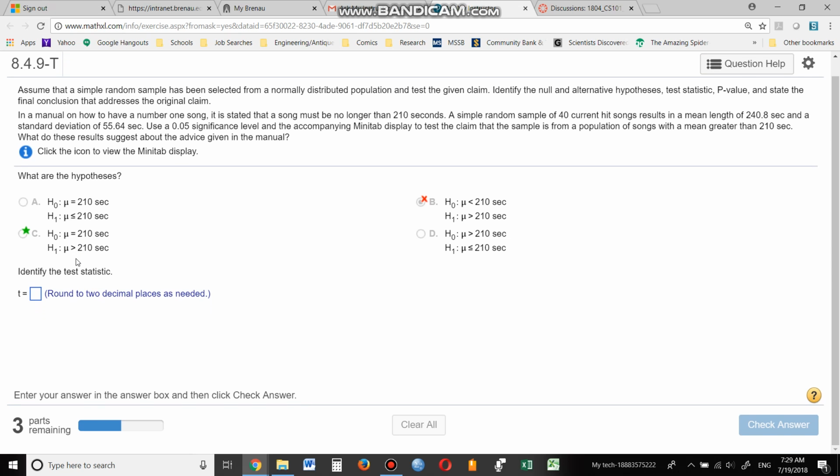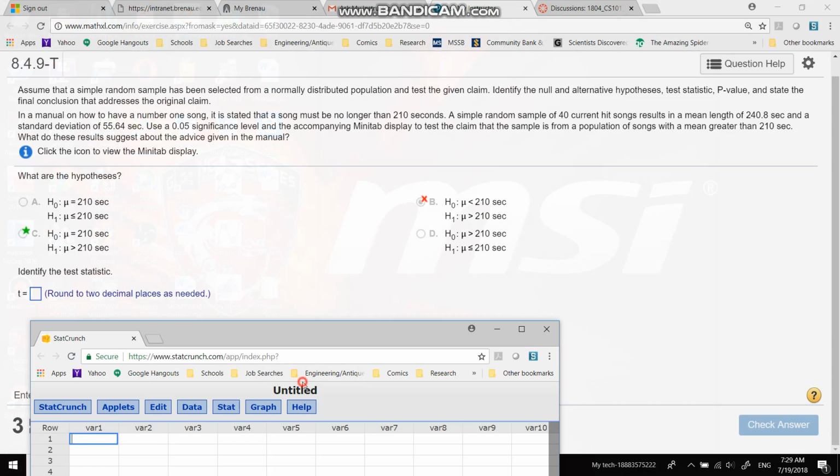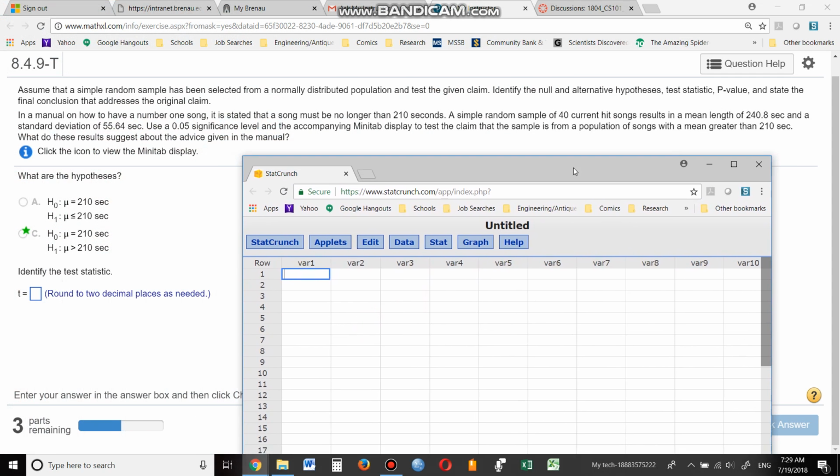Now let's find the test statistic. Indeed it will be a T, because we are only given sample statistics, and the sample size, even though it's 40, is relatively small. So let's go ahead and go into StatCrunch.